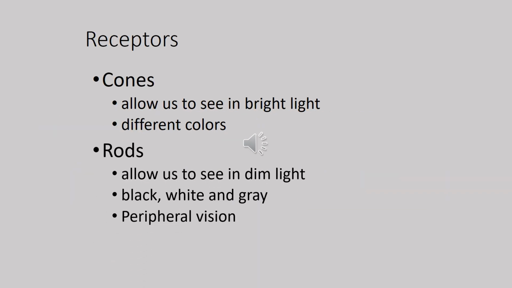As I mentioned before, the photoreceptors that you find in the retina are called rods and cones. Cones are located in the fovea, the center portion of the retina, and they allow us to see in bright light. They're active, and also they allow us to see color. Rods, on the other hand, allow us to see in black, whites, and shades of gray. They're active in dimly lit areas, and they are in our peripheral vision.